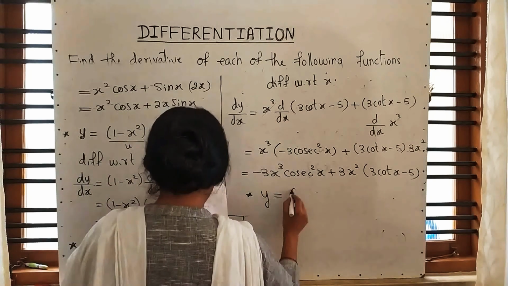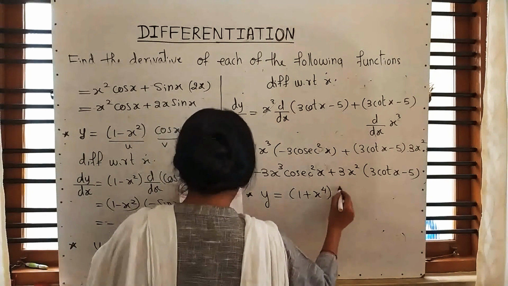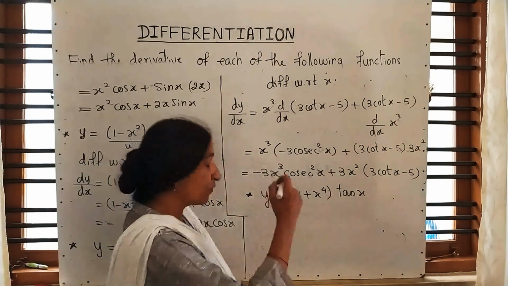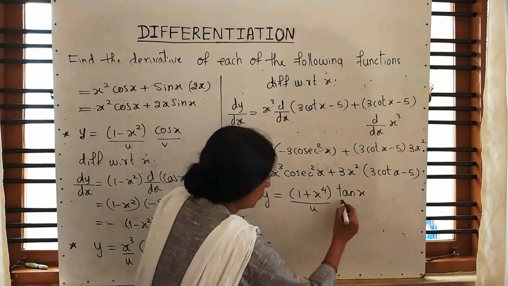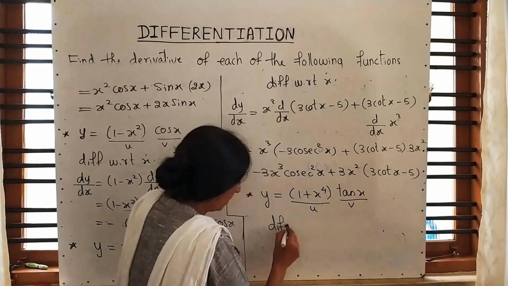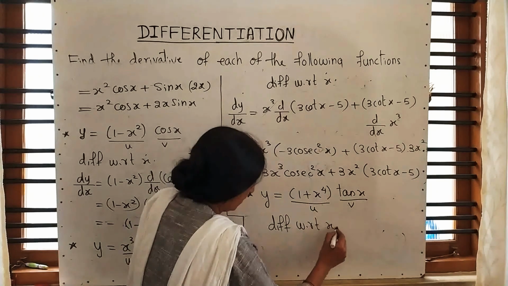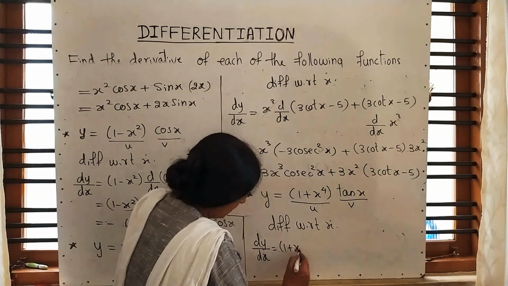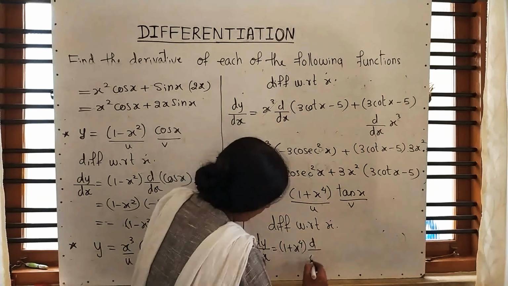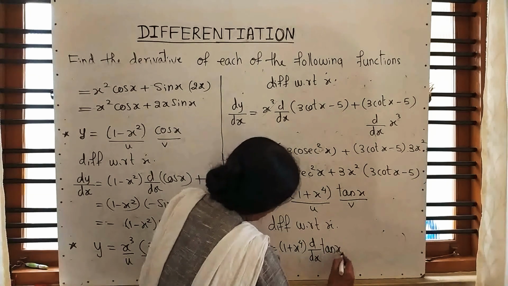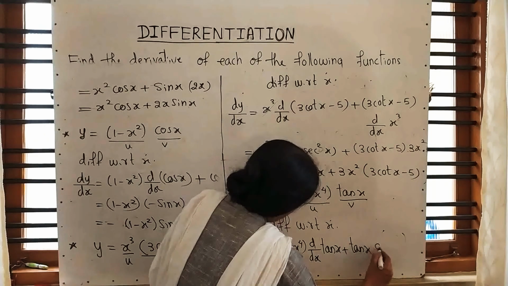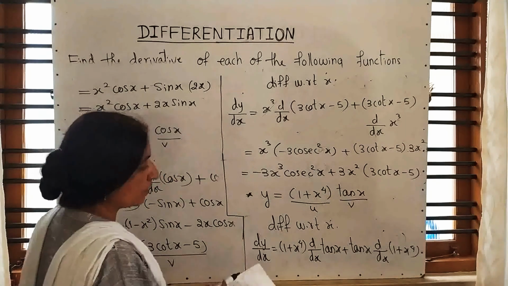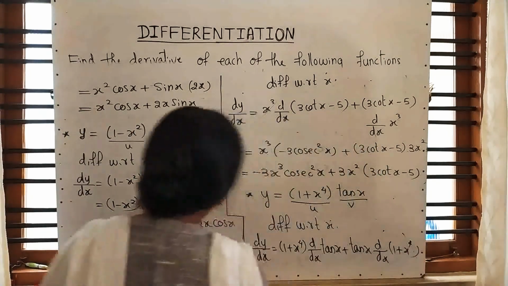Y is equal to. First, if you are able to mark u and v, half of the problem is solved there only. This is u, this is v. And apply that u product rule here. 1 plus x raised to 4 as it is, differentiation of tan x, plus tan x as it is. So this is the formula. Now write on that differentiation.